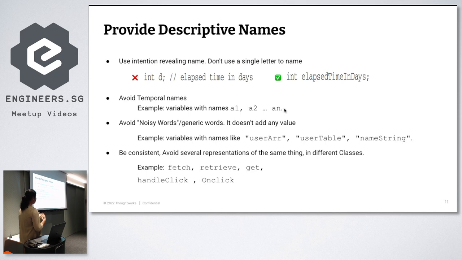The next one is, be consistent. For doing the same thing, there can be many words like fetch, retrieve, get. Say you want to fetch something from the API. Be consistent in all your classes. If you're fetching from an API, then use fetch. It should not be that some classes use fetch and some use retrieve. Another example: some people in your team use handleClick in some classes and onClick in others. We should avoid that. Have a standard naming convention and be consistent with the names you follow.